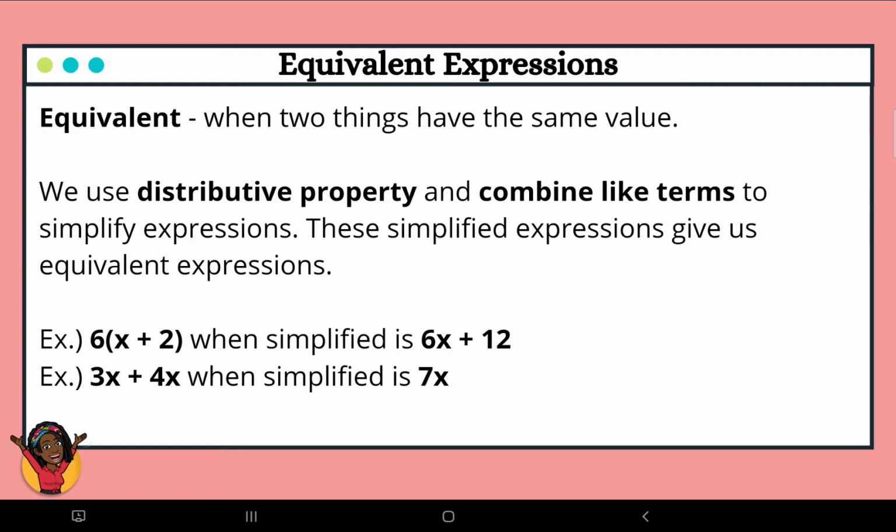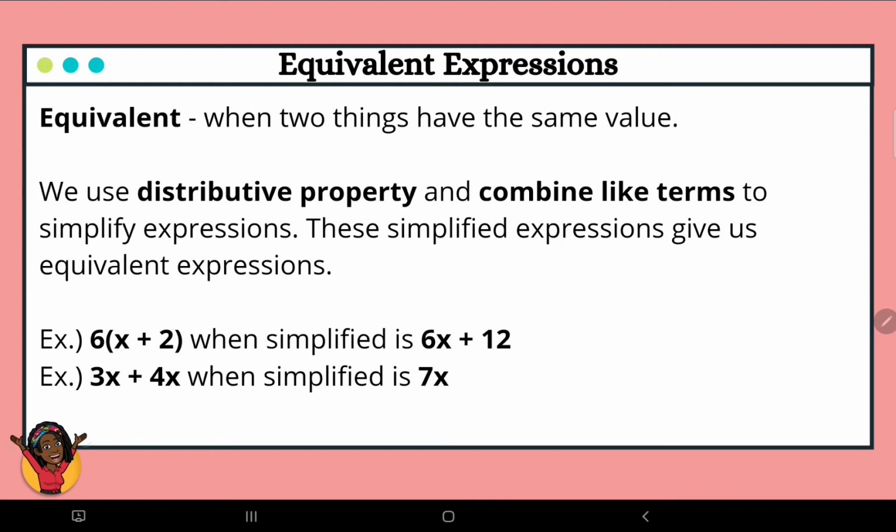For example, 6 times the sum of x plus 2. Here we would need to use distributive property to simplify. And when simplified, we have 6x plus 12. So although these two expressions look different, they are equivalent.